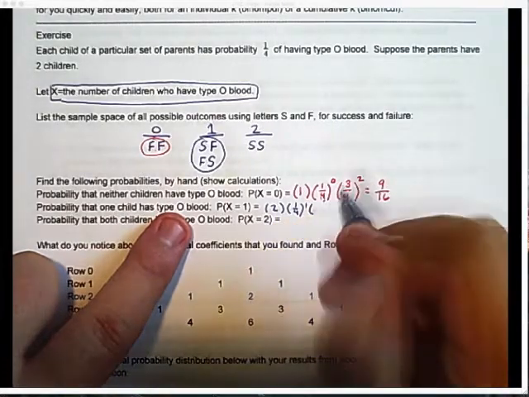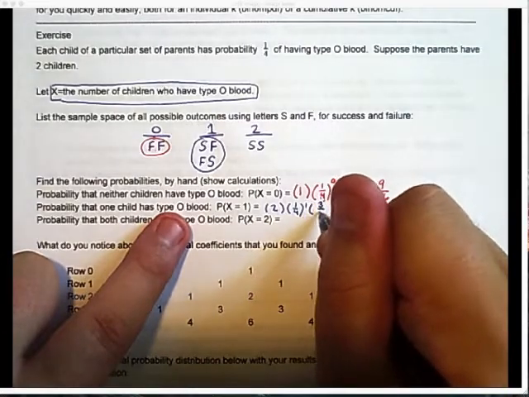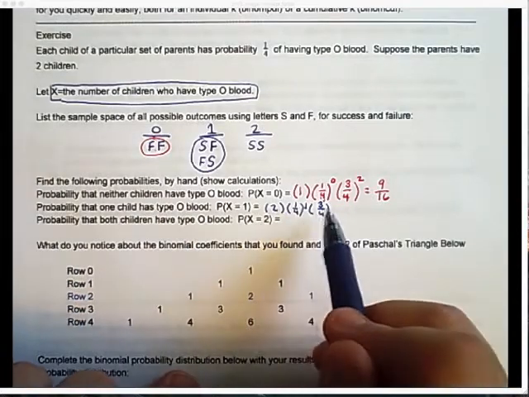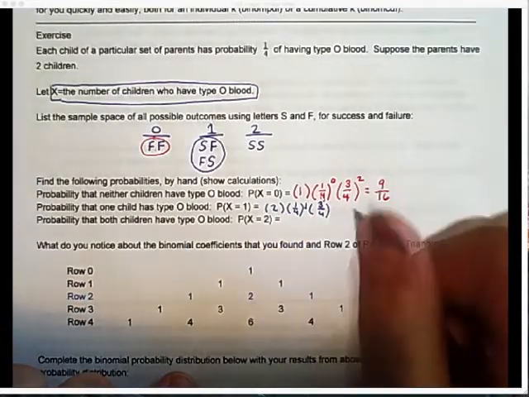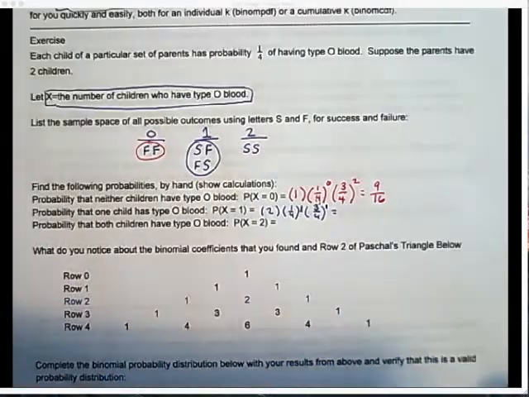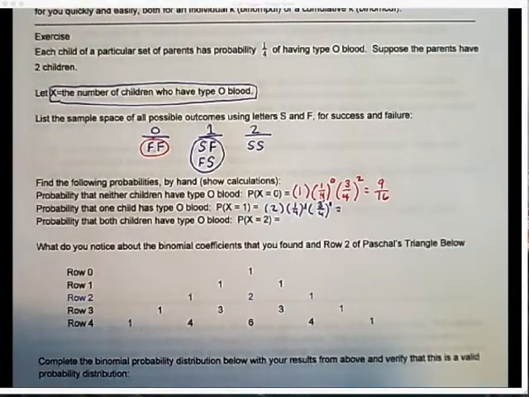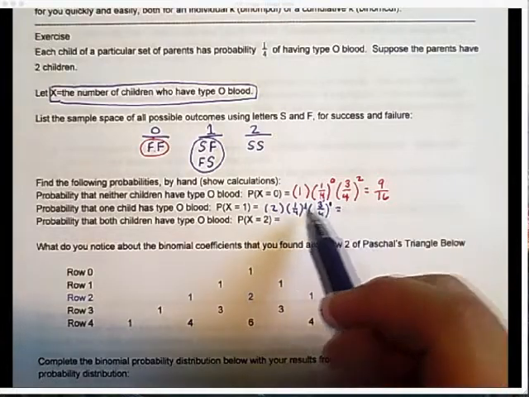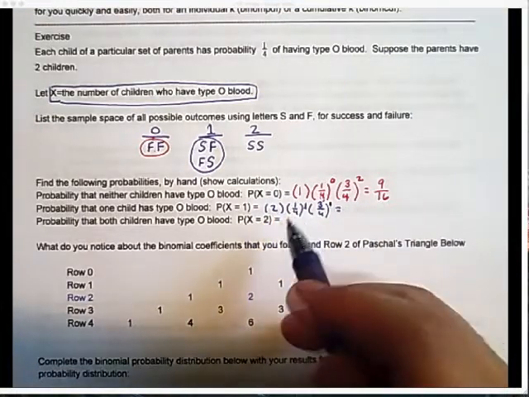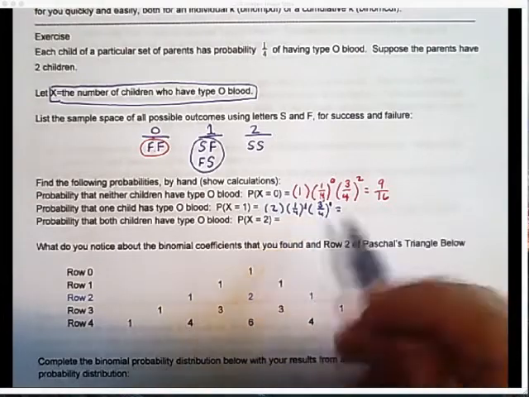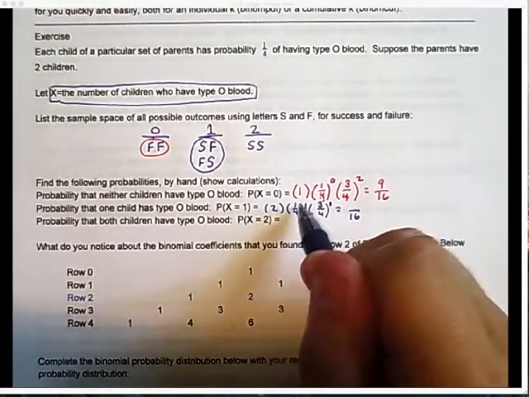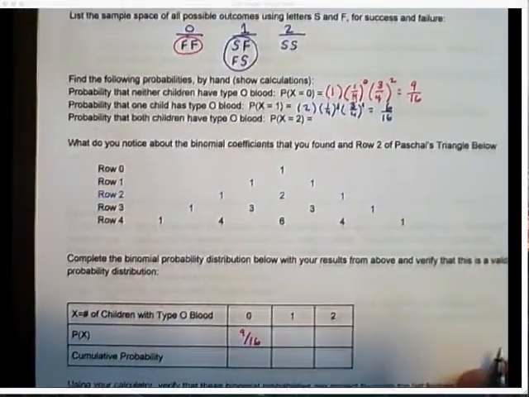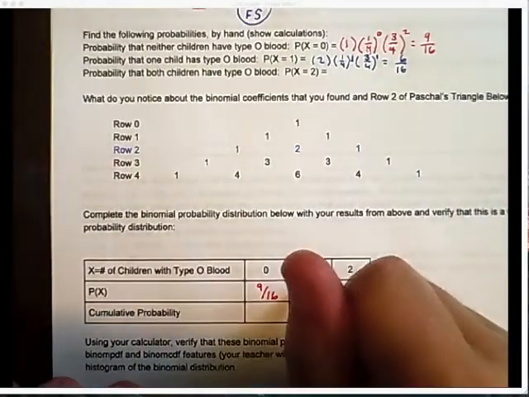Now we do the probability of failure. If 1/4 is the chance of succeeding, 3/4 is the chance of failing. So we had one child that had type O blood. How many children did not? 1. So if you multiply this out, 4 times 4 is 16. 2 times 1 times 3 is 6. So the probability that one of the children has type O blood is 6/16.